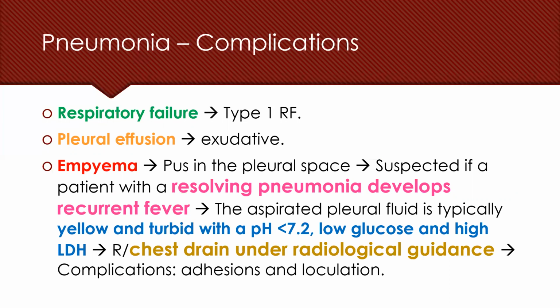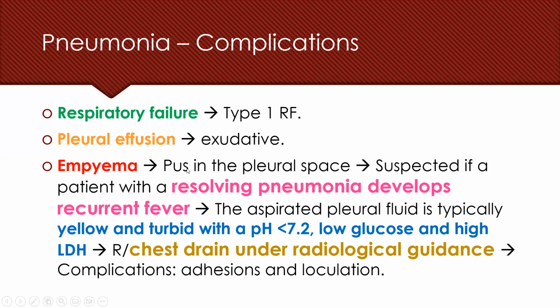First of all, the first complication of pneumonia is respiratory failure. We have two types of respiratory failure. In pneumonia, there is type 1 respiratory failure. And in the section on respiratory failure, we will discuss what is type 1 and what is type 2 and what is the difference between them. Next is pleural effusion, and mostly it's an exudate because this is an infection affecting the lung tissue, so the pleural effusion will be of exudative nature.